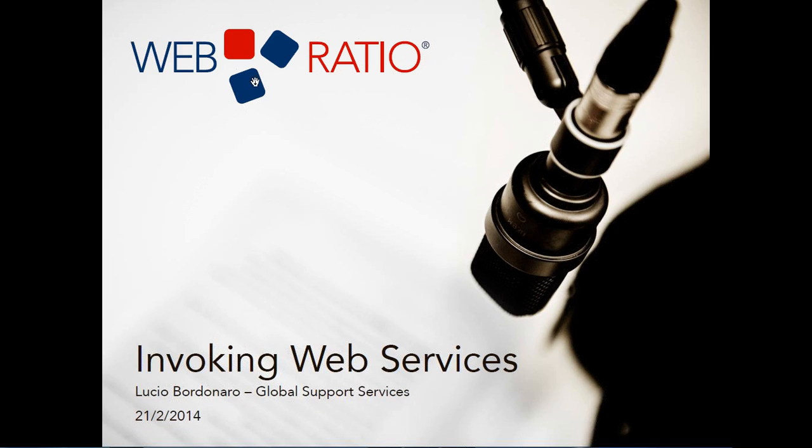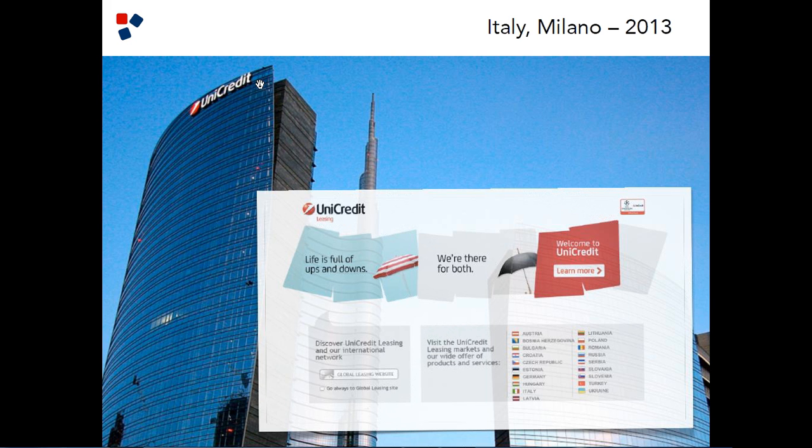So, let's make a little step back in time. We are in Milan in 2013. Milan is the Italian financial capital, and the palace that you see in the background is the UniCredit Palace. UniCredit is a European bank leader for leasing and leasing management. The headquarters are in Milan, and this company has more than 3,000 employees in 17 different countries. The leasing management platform is used by more than 5,000 banks spread all around the world.